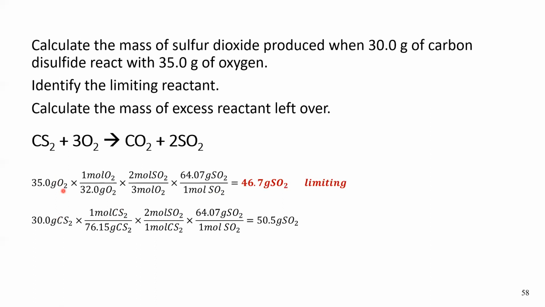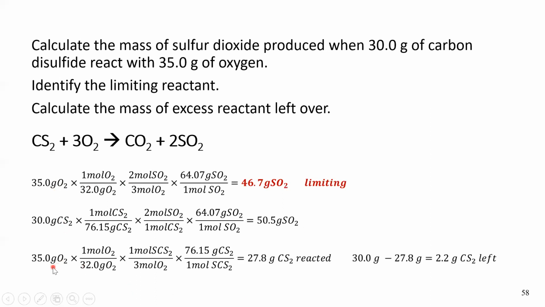Okay, so now that we know oxygen is the limiting reactant, it limits how much carbon disulfide reacts. So we have a third stoichiometry problem we're going to do from 35.0 grams of oxygen to carbon disulfide. That'll tell us how much reacts. We want to figure out how much is left over.